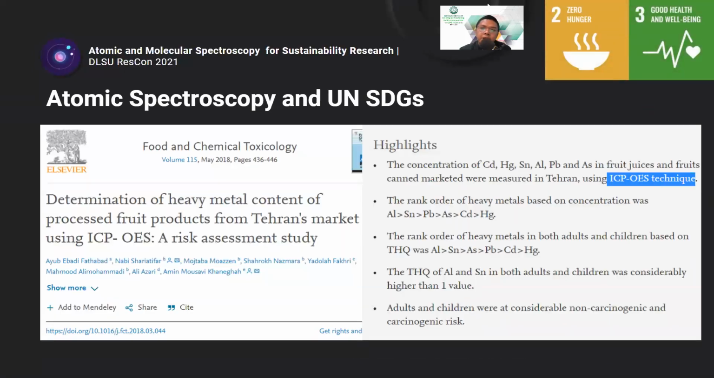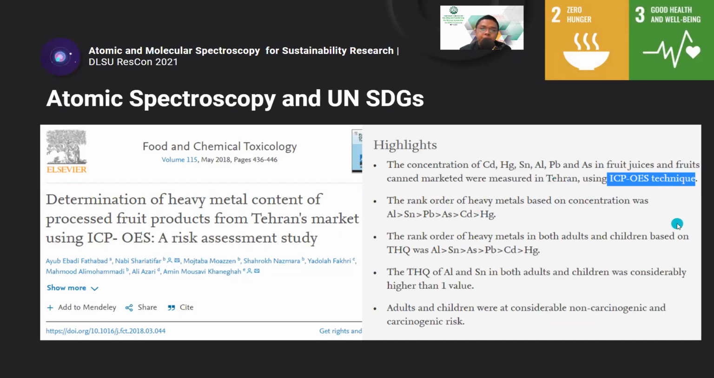So next would be a research na ma-achieve yung zero hunger and good health and well-being. So this study is entitled Determination of Heavy Metal Content of Processed Food Products from Terran's Market using ICP-OAS. So again, you can use these instruments actually to perform a risk assessment study. So advantage, ang daming elements, di ba? Kung AAS gagamitin natin, mas matagal, pero pag ICP, simultaneous to kaya in most cases.